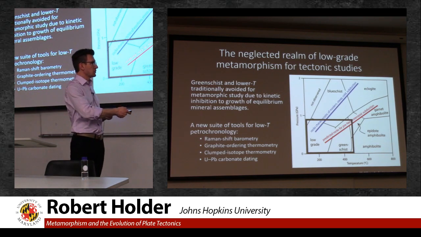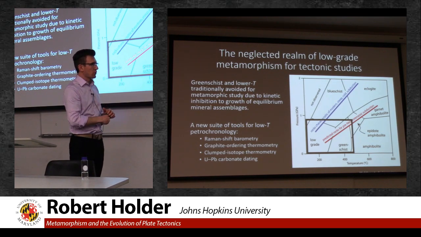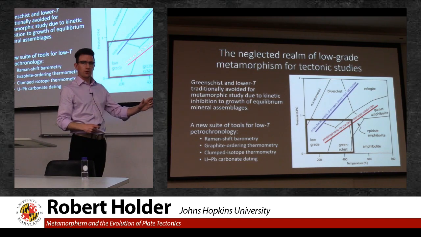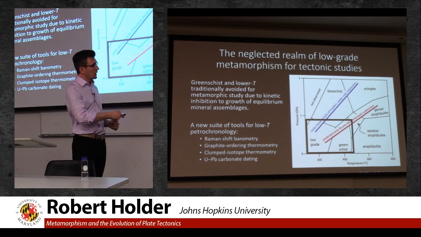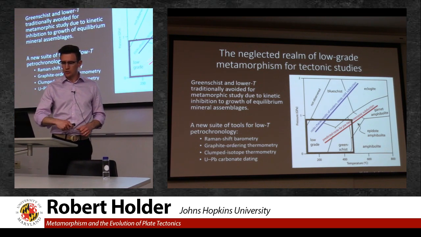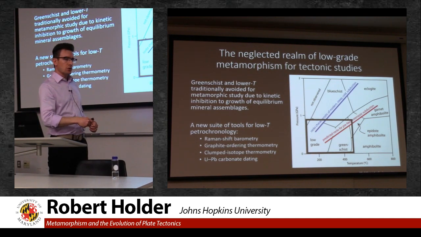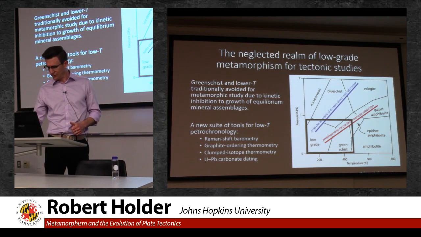And one way we might do this is looking at things like Raman shift barometry, so inclusion elastic barometry. We can look at graphite ordering thermometry, how the ordering of graphite changes as a function of temperature. Clumped isotope thermometry of dolomites can be retained up to temperatures of nearly 400 degrees. And then we're increasingly getting better at doing geochronology of low temperature environments, for example, with uranium-lead dating of carbonates, but also with the traditional chronometers as well.